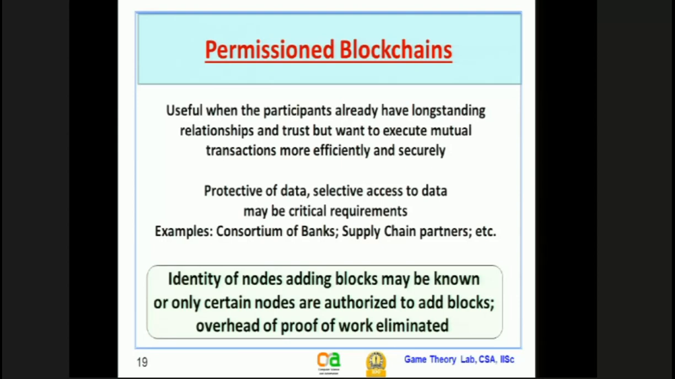So in this case, for example, the identity of nodes adding blocks may be known, and only certain nodes are authorized to add blocks. So here, the blocks are added only by a subset of selected nodes, and the overhead of proof of work is completely eliminated in permission blockchains. Permission blockchains are for very standard applications, for example, a consortium of banks, or supply chain partners, where the entities already know one another very well.